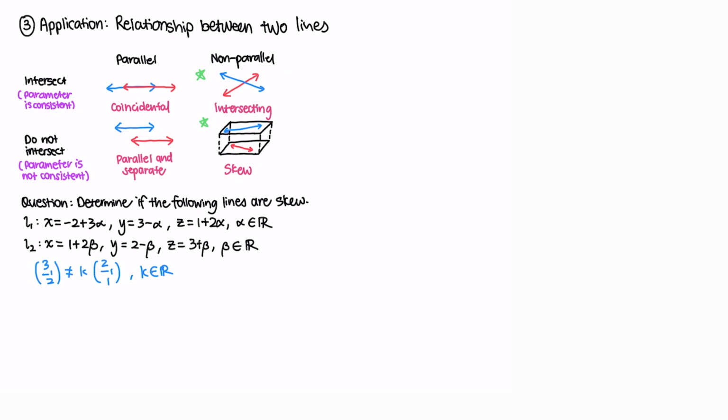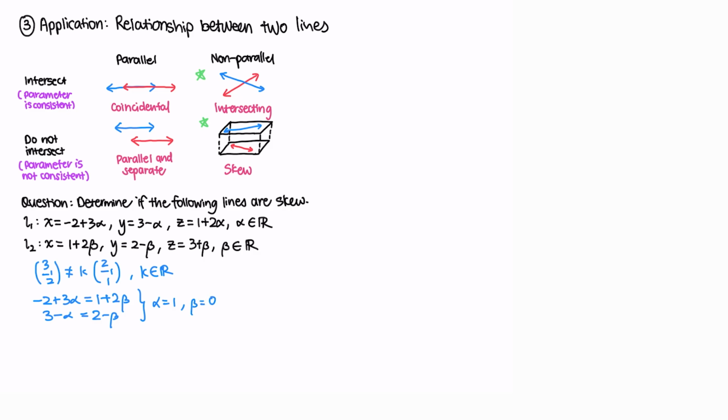Now, to show skew lines, we not only have to show non-parallel, but also that they do not intersect. So let's see if they intersect or not. We want to find whether the parameter is consistent or not. How do we find out if there's a consistent parameter? I will first equate the x's together: -2 + 3 alpha = 1 + 2 beta. And I'll equate the y: 3 - alpha = 2 - beta. And if I solve the simultaneous equations correctly, I should get alpha = 1 and beta = 0.